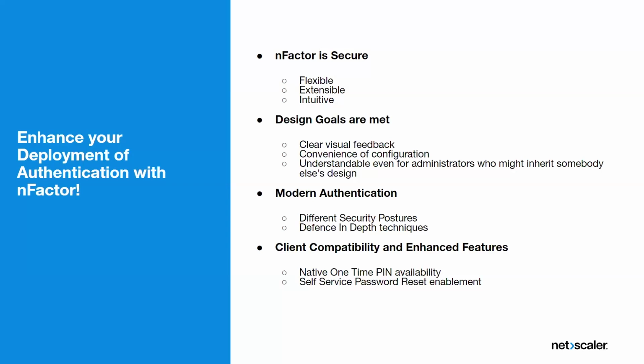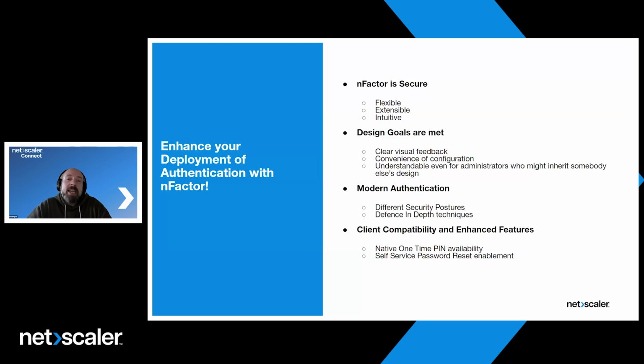That doesn't mean they failed authentication per se. Maybe they have an EPA scan failure and the red line carries them to a remediation part of the network. So, they can get patched up and they can go back to the start of nFactor and come in and self-serve. Design goals are met with nFactor for this reason. It gives really clear visual feedback on what the authentication flow is going to result in. It's a real convenience of configuration as well.